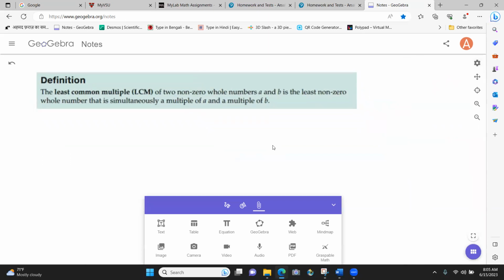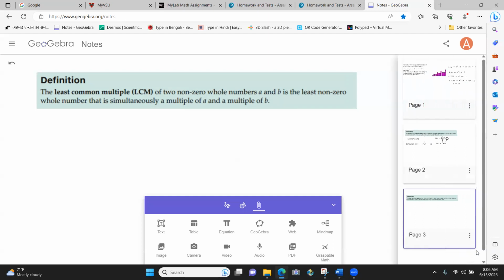The least common multiple of two non-zero whole numbers, A and B, is the least non-zero whole number that is simultaneously a multiple of A and a multiple of B. Remember, guys, what multiples are? 8 is a multiple of 4 because 4 times 2 is 8. 20 is a multiple of 10 because 10 times 2 is 20. So it's the least common multiple.